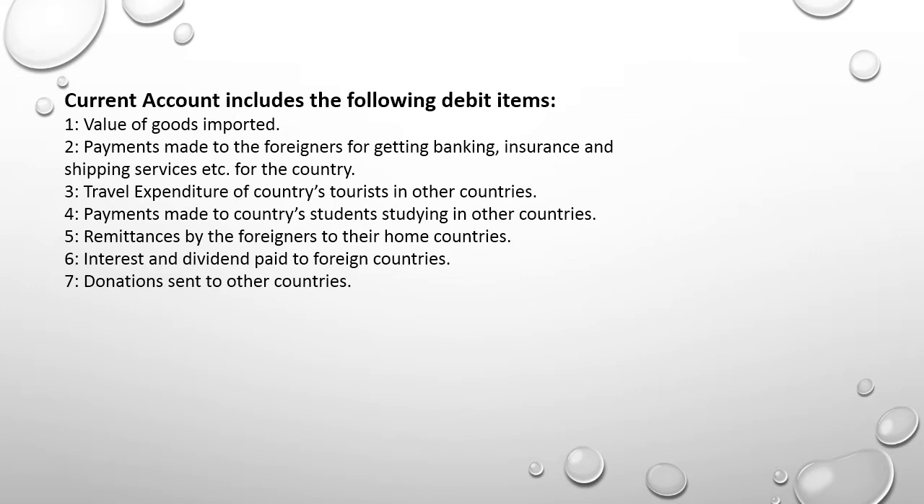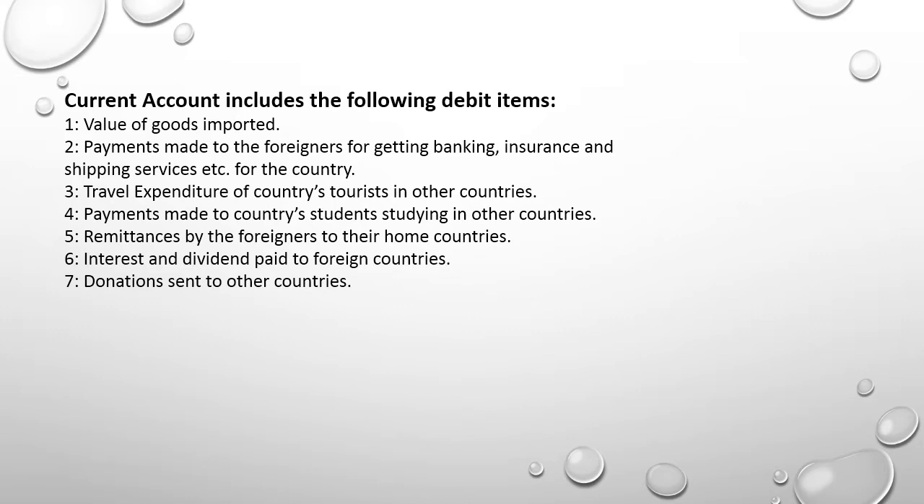Number three is travel expenditure of the country's tourists in other countries. That is, when our people go to other countries, where they travel, then we pay expenditure in foreign exchange. So this is also a debit item.